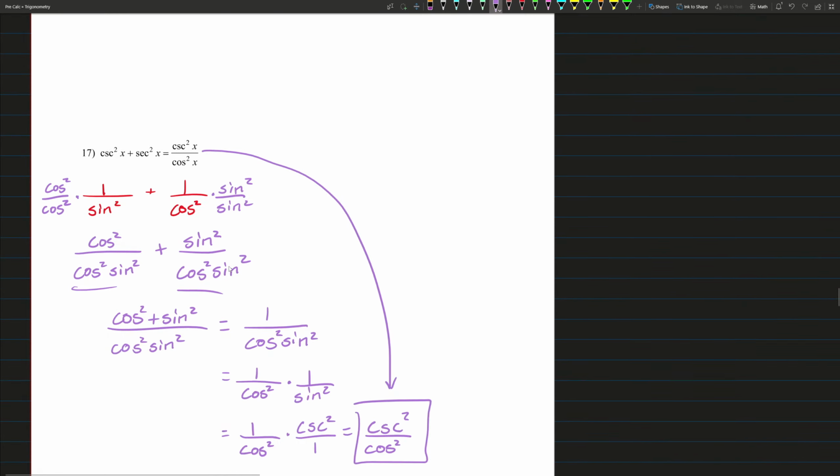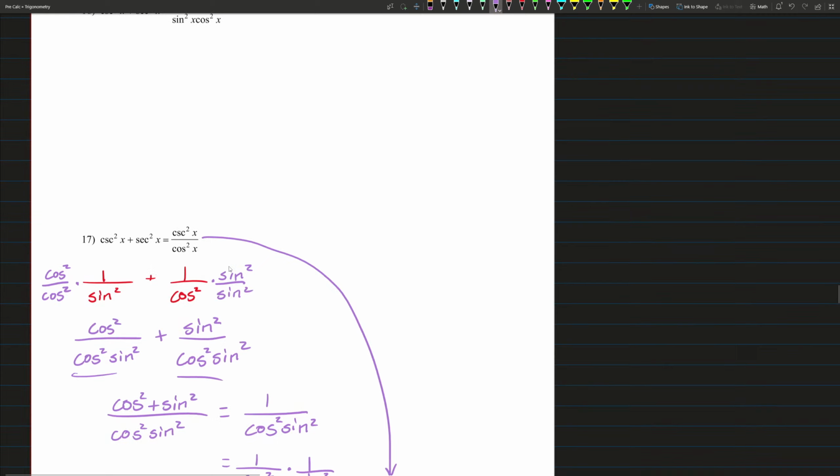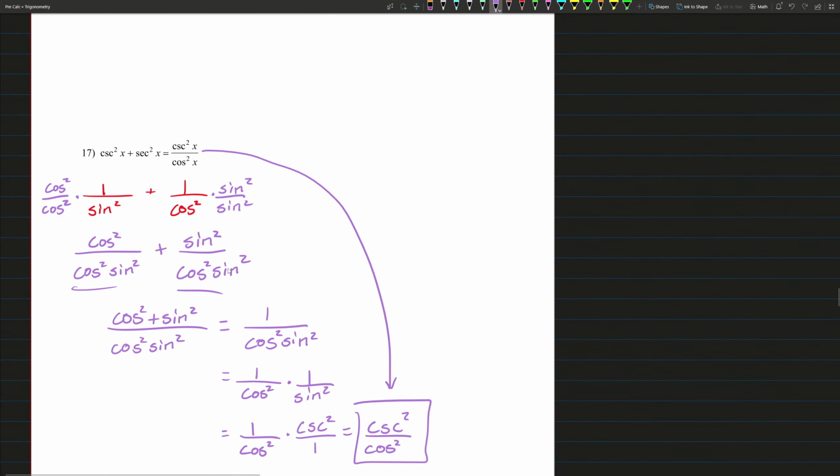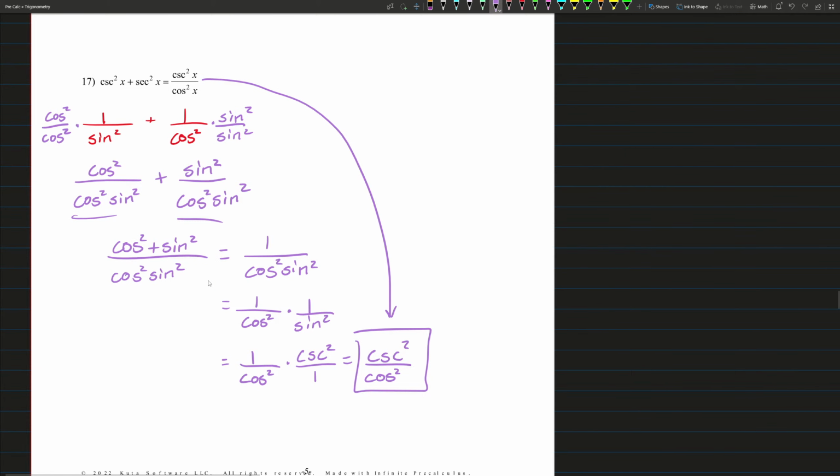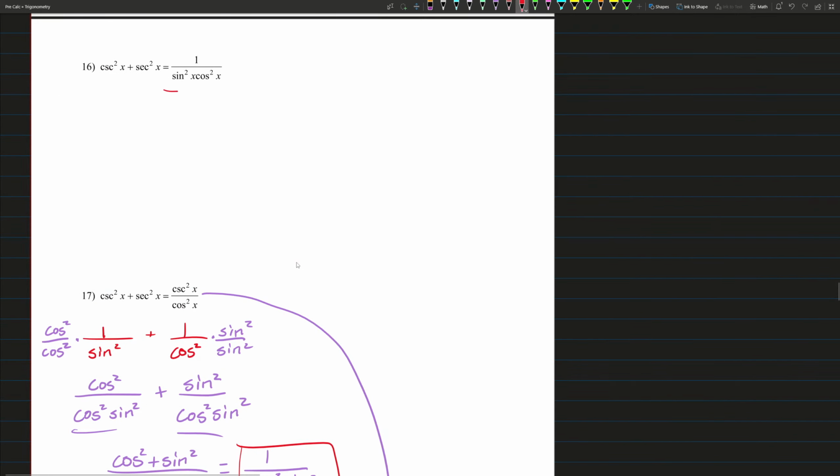Number 16 is the exact same. It's just one step less than the one we just did. So we got 1 over cosine squared here, 1 over cosine squared times sine squared. Well, that's what we're trying to prove right here.